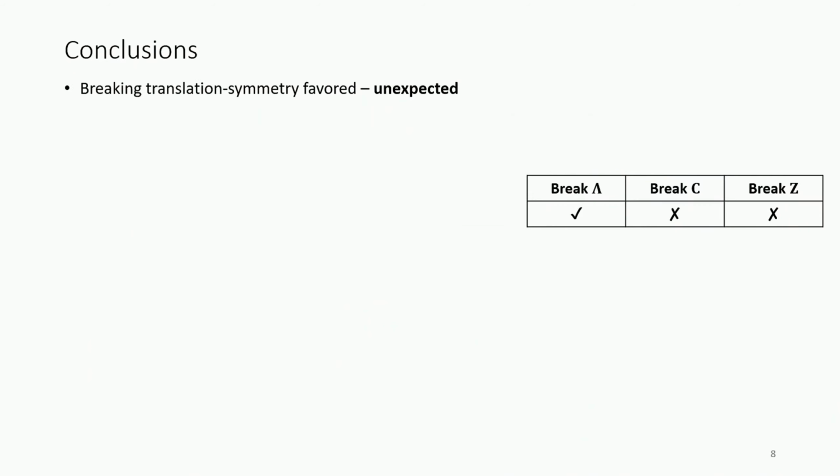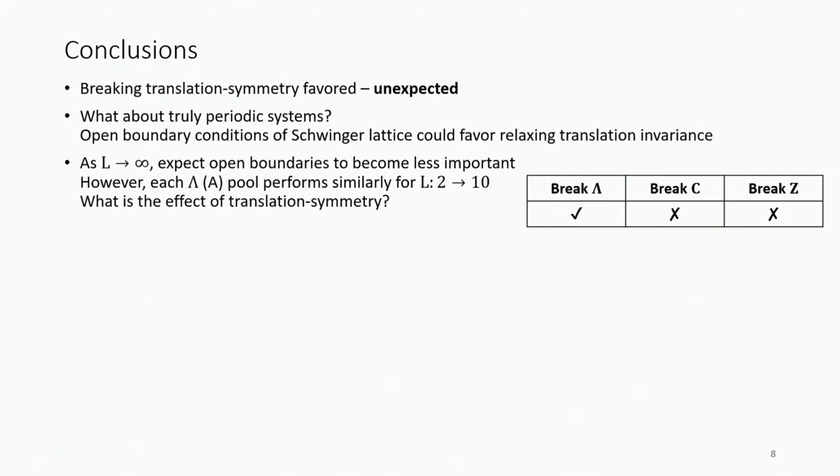So let me get to my conclusions. So in conclusion, we found that breaking the translation symmetry in the problem appears to be favored, which is an unexpected result, given that we do have a lattice model that does have the translation symmetry. Now, one could say that the open boundary conditions in our problem could favor relaxing translation invariance. However, as we increase the size of the system, we expect the boundaries to become less important. But we do find that the coordinate invariant pools perform similarly for all system sizes that we've looked at.